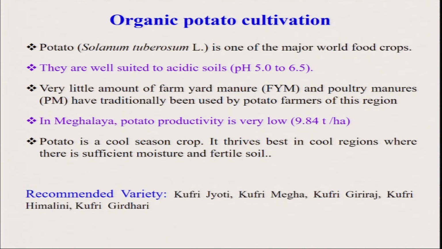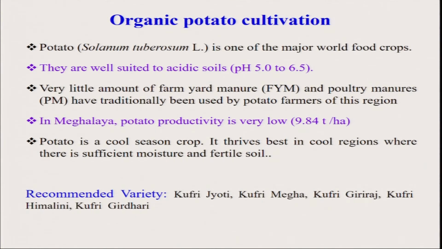Potato is a very important crop. Not only in India, in other parts of the world also potato is very familiar. So how can we grow potato? We also know potato is very high yielding, 20 ton, 25 ton, 30 ton. It also takes up lots of nutrients, especially potassium. So how can we supply different types of manures and other things and grow potato organically?